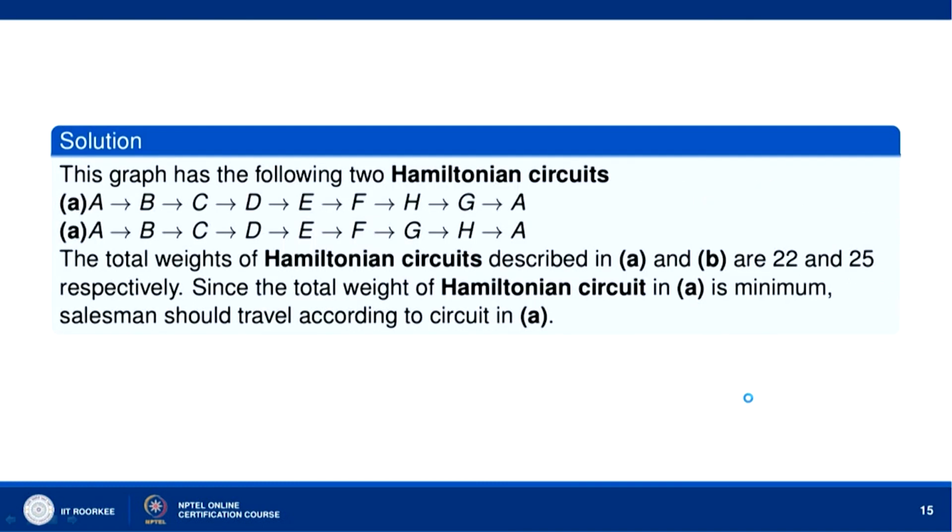So, the total weights of the Hamiltonian circuits described in these two paths are 22 and 25. Since the total weight of the Hamiltonian circuit in A is minimum, the salesman should travel along the circuit in A.